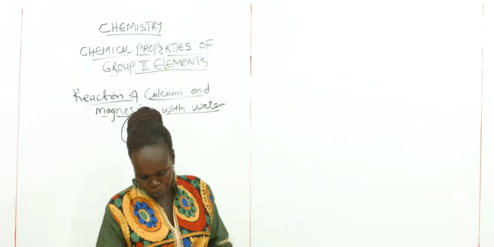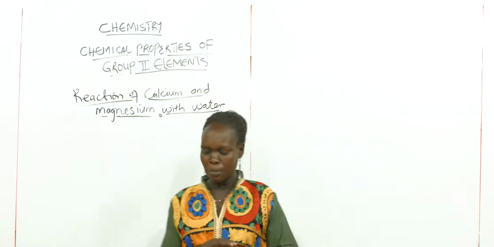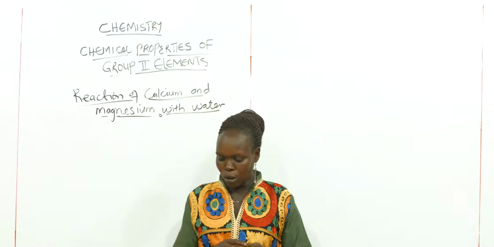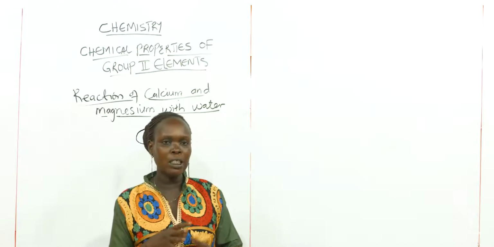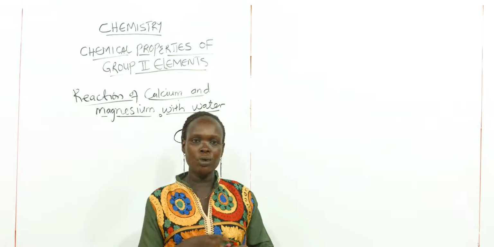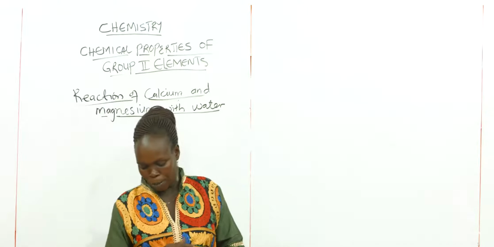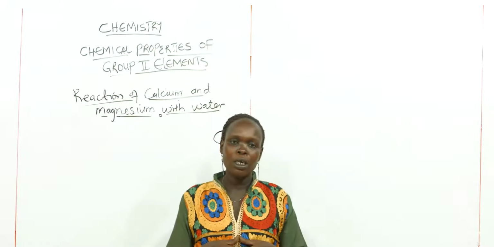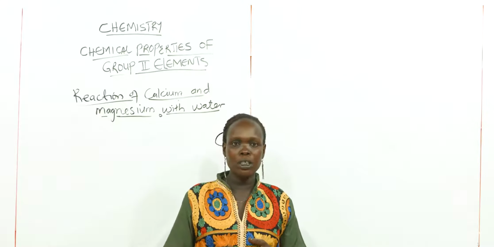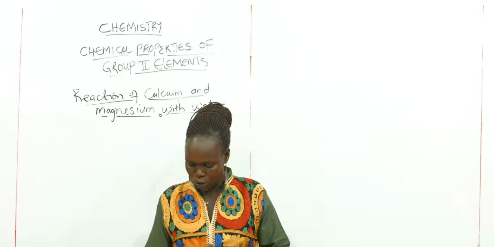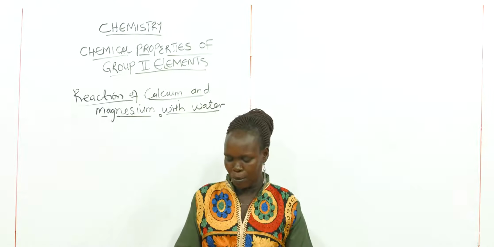So calcium metal, which is the third element in group 2 elements, when you put it inside a container containing water, it will remain at the bottom of the beaker. So this is showing that calcium is much denser than water, so it goes down because it is much denser than water. So a stream of colorless gas displaces the water inside the boiling tube.